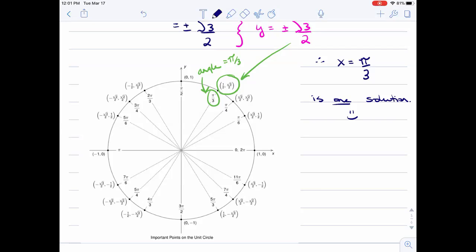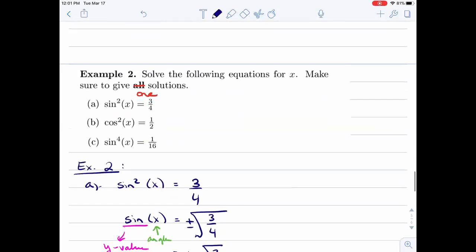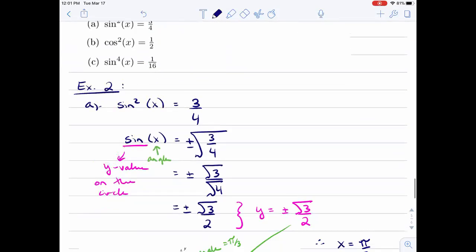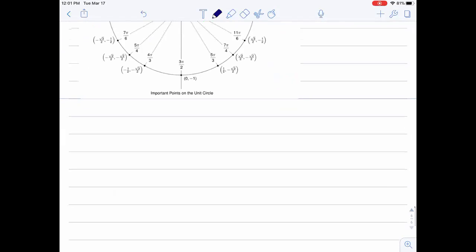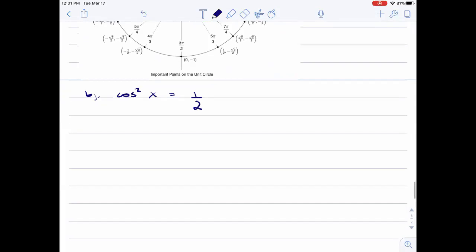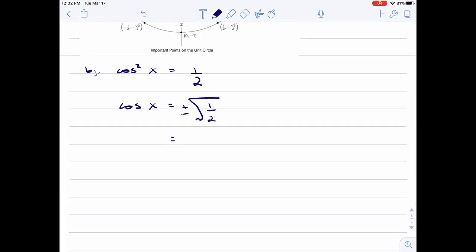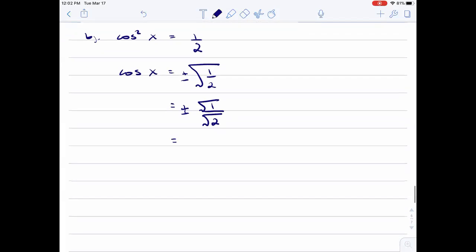So how about we do cos squared x is 1/2. I'll leave the hard one to you. Cos squared x is 1/2. Same idea, right? We're going to take the square root, so we end up with cos x is plus minus the root of 1/2. I can simplify things a little bit. If I do plus minus the root of 1, which is just 1, over the root of 2, then I get plus minus 1 over root 2.